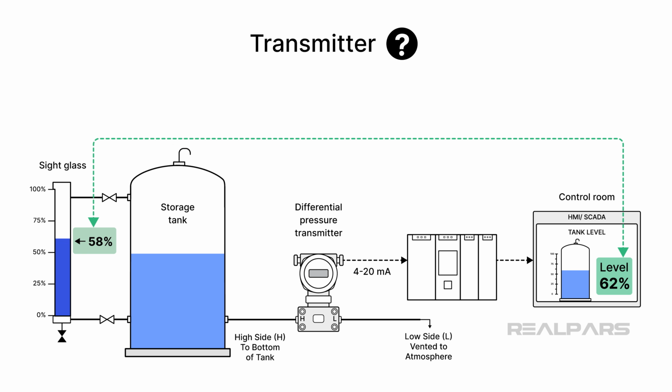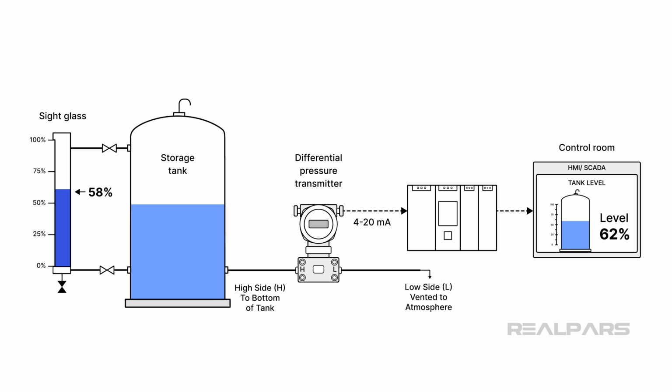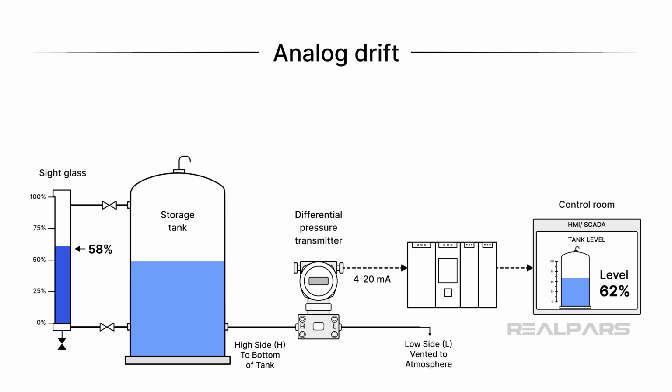Is it a transmitter problem? Is the sensor at fault? Is there a wiring issue? Is it a faulty PLC input module? Or is the process measurement correct and the sight glass reading misleading us? In this video, we're going to talk about analog drift, why it happens, and how to methodically track it down and pinpoint exactly what is causing it.